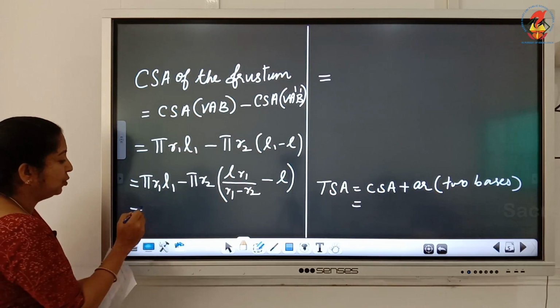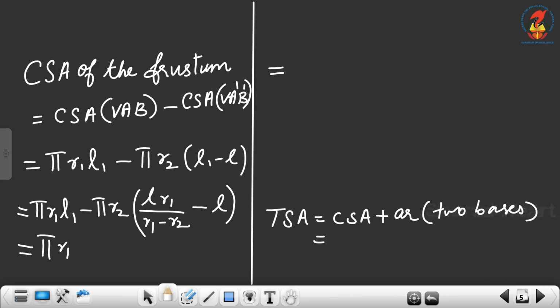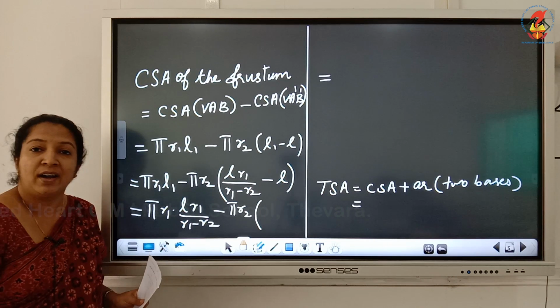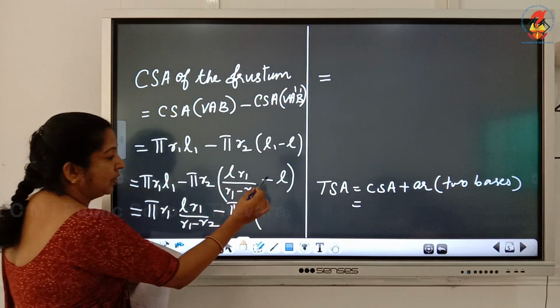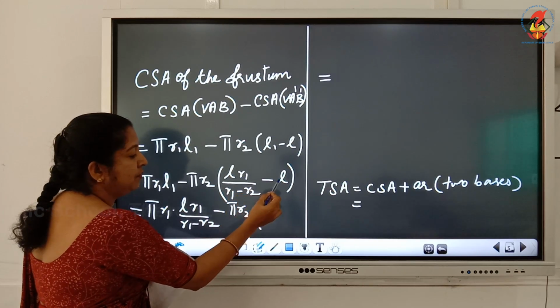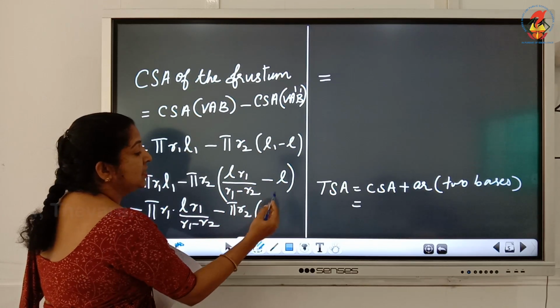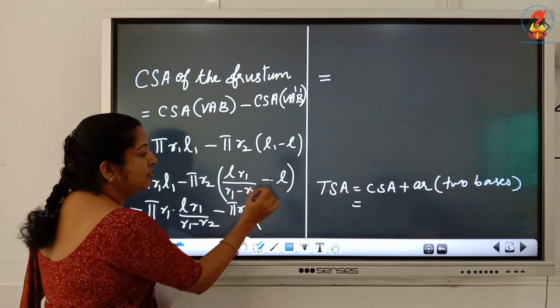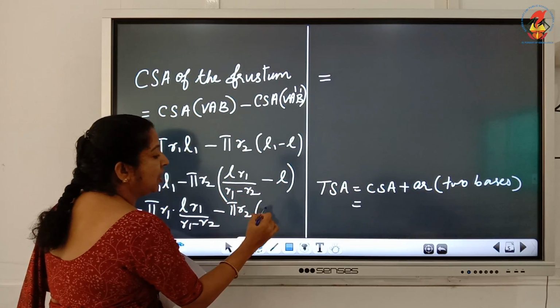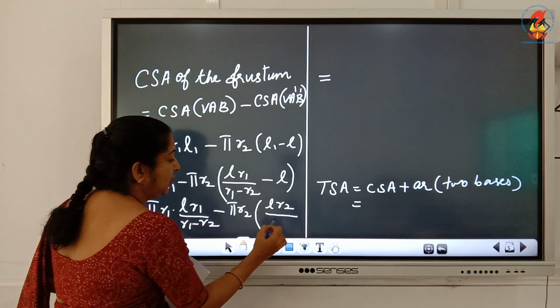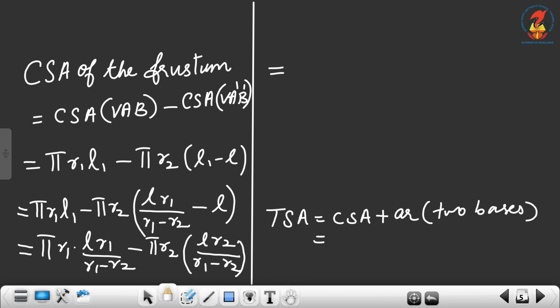So here also we have to replace L1 as LR1 divided by R1 minus R2, minus pi R2 into the same. So, when we take the LCM, pi R1 minus pi R1 plus, LR1 minus LR1 plus LR2. So, LR2 will remain here divided by R1 minus R2.